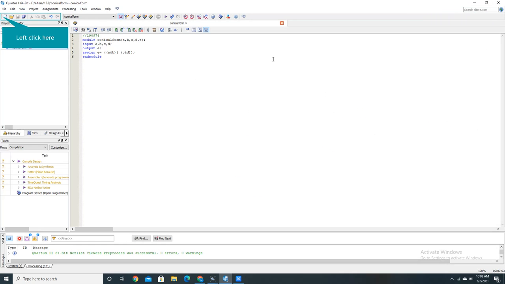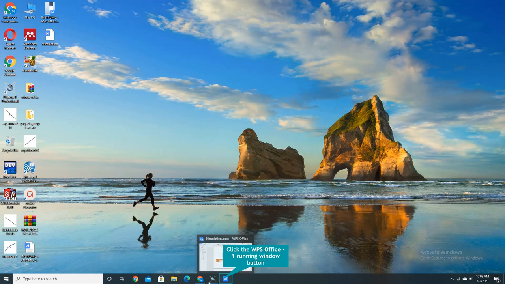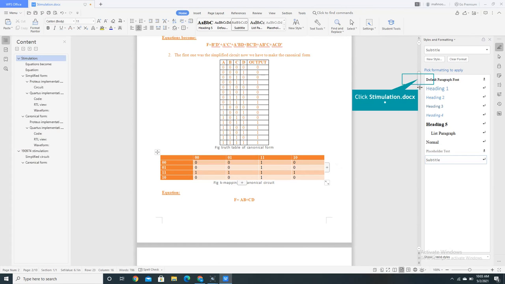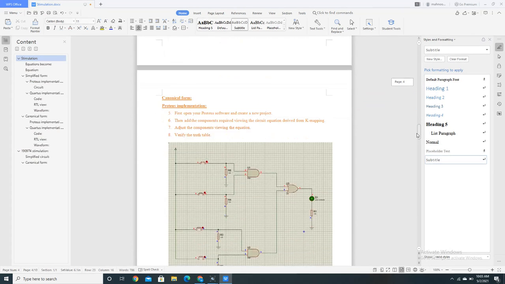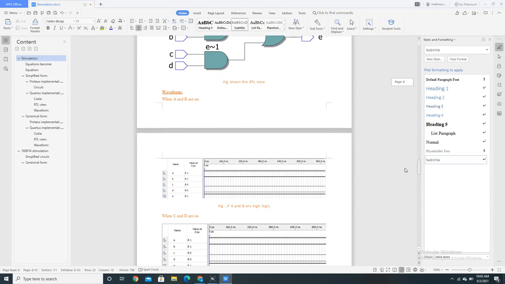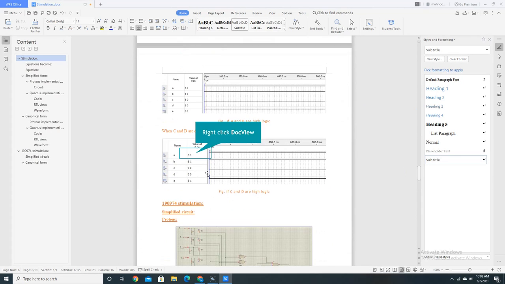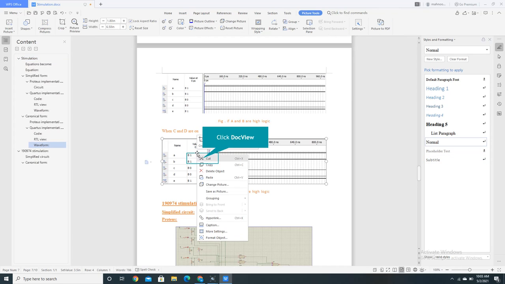Then I would be seeing its implementation in the waveform. I've already done the simulation, and I will simply be showing you that if either C and D is 1 or A and B is 1, it would give a positive output. So over here, when A and B is a positive input, it resulted in a positive output. Now I would simply be changing it, and I'm sorry, it's a wrong one.